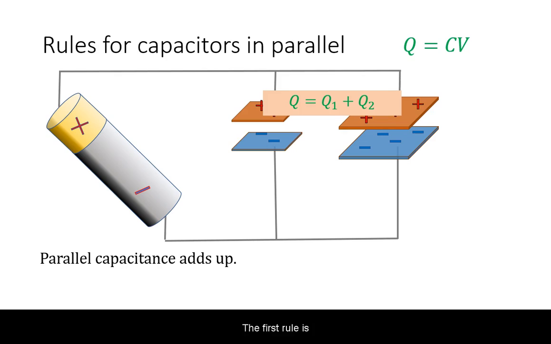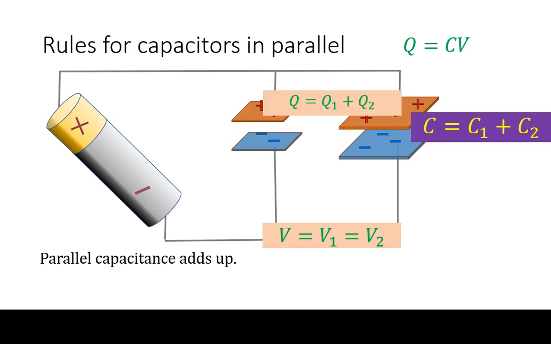The first rule is conservation of charge. The second rule is equipotential paths. When combined, these will result in the calculation of equivalent capacitance, which for parallel circuits is just the sum of the capacitance of the individual capacitors.